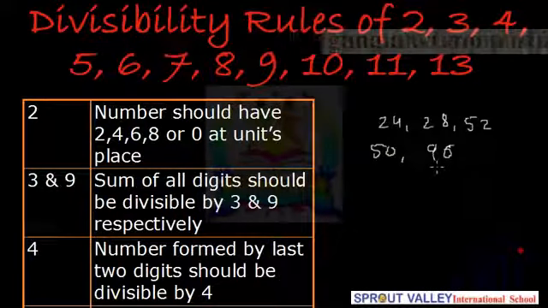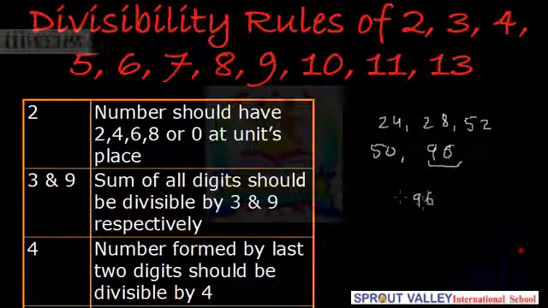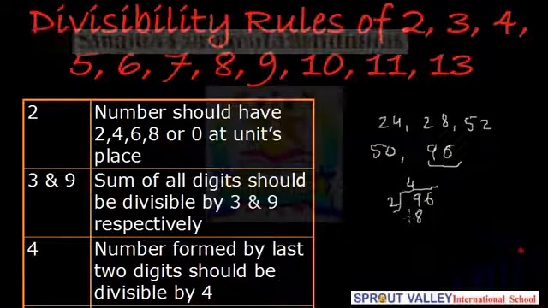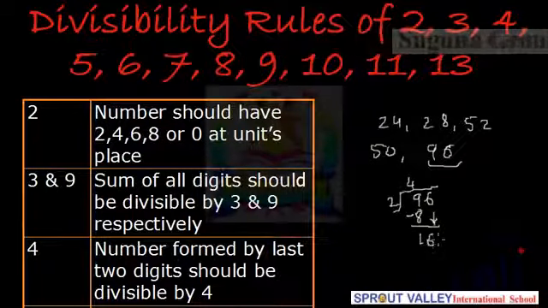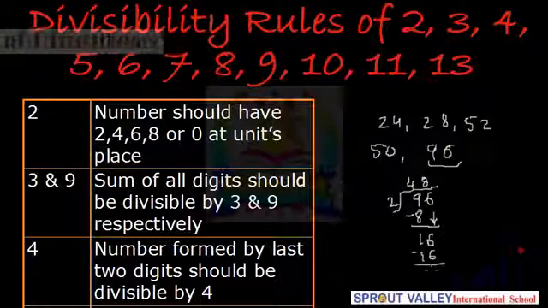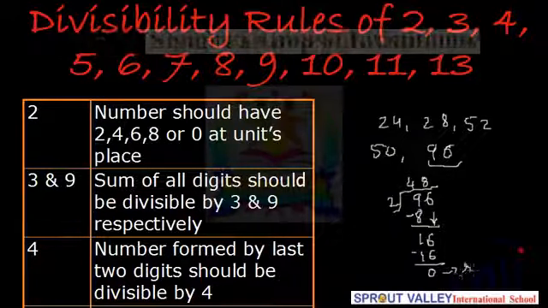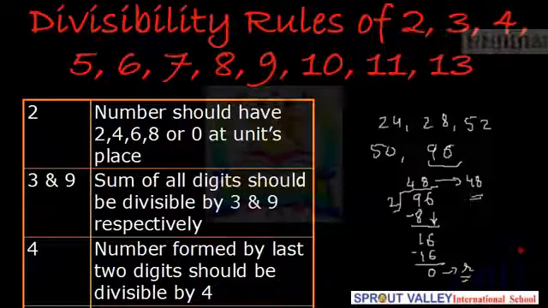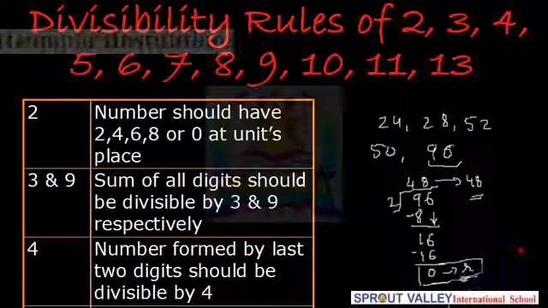So let's check divisibility of one number, any one number at random. So I'll take 96. 96 when gets divided by 2, 2 fours are 8. If we subtract, we get 9 minus 8, 1. 6, 16. 2 eights are 16. If a number is divisible by 2, we should get remainder as 0. So here we are getting remainder as 0 and the quotient over here is 48. Right? So this proves that 96 is completely divisible by 2.